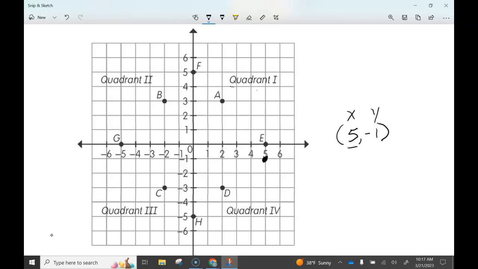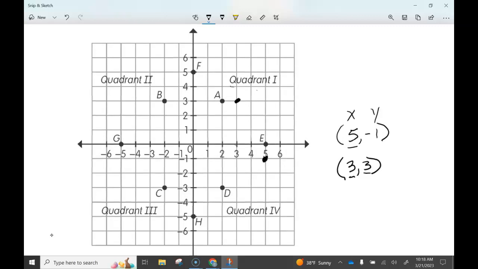Now let's say, for example, I had (3, 3). What I do with this is I start at the 0, I go over 3 on my x, and then I go up 3 on my y-axis. I can plot my point just like that. So that is the point (3, 3).